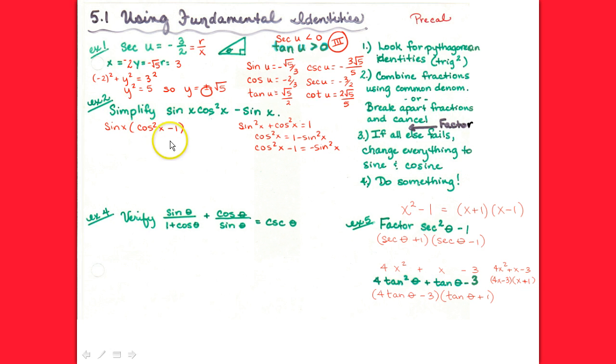So I'm going to replace cosine squared minus 1 with its Pythagorean identity, and that would be negative sine squared. So now I can do sine times negative sine squared, and I've got negative sine cubed.